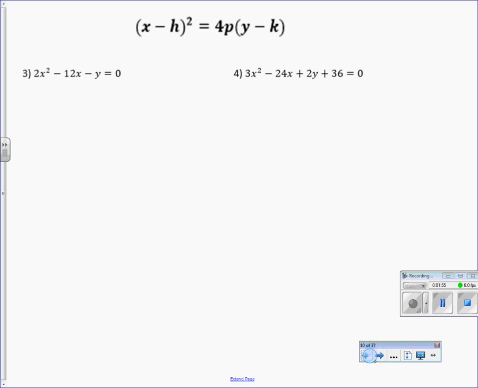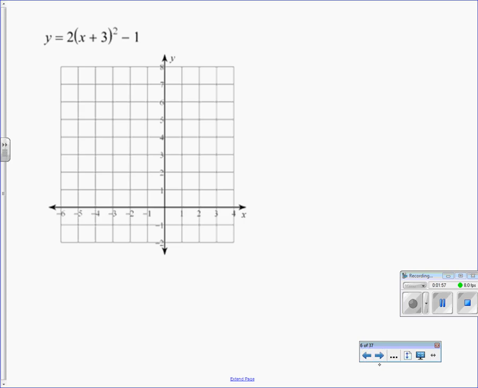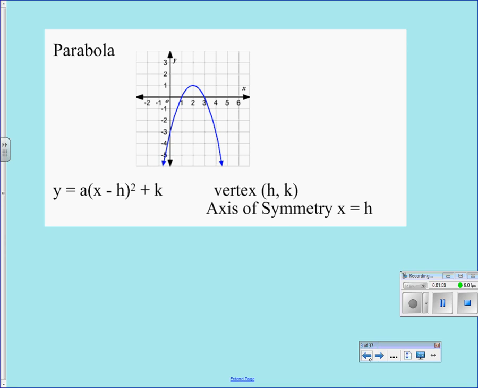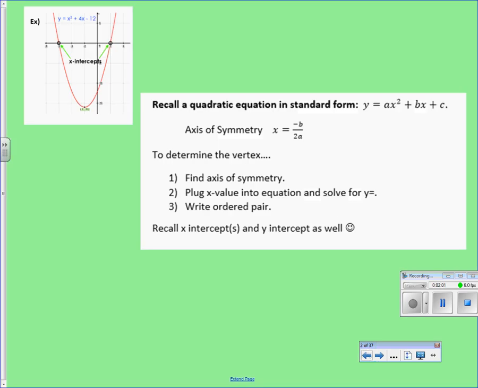So let's get back to what we need to do, which is talking more about graphing today and talking about vertex form and transformational form. So hopefully a couple things that you'll remember from our quadratic chapter, which was way back in first semester. Hopefully you remember that standard form of the equation is y equals ax squared plus bx plus c. And our axis of symmetry was x equals negative b over 2a.